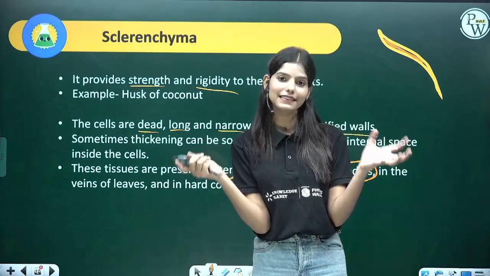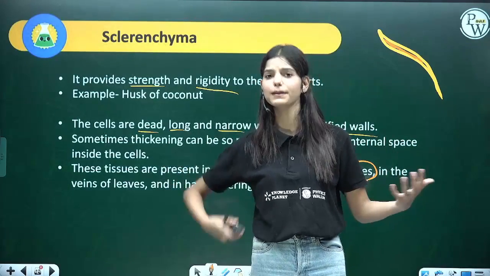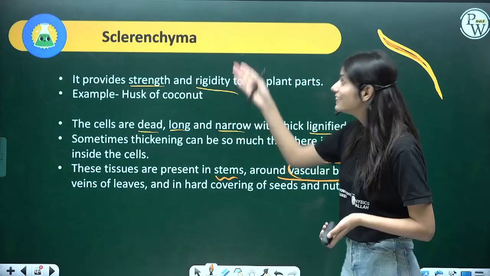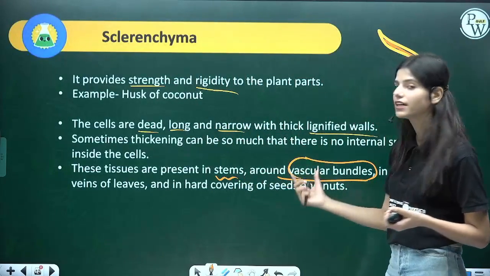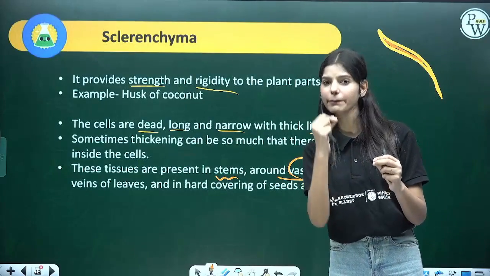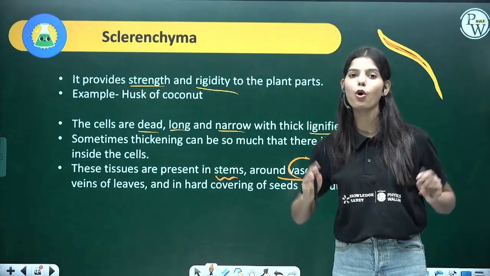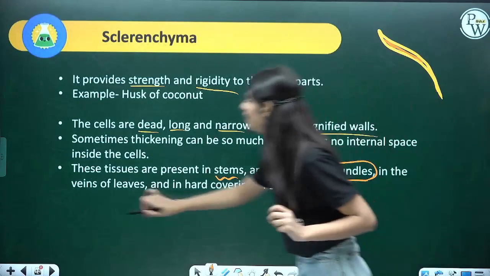And what exactly are these xylem and phloem doing? They are transporting material, be it food, minerals, or water. Here, the Sclerenchyma tissue is also present near and around the vascular bundle, so that the main organ system of the plants always has support. Also, guys, it is present in the veins of the leaves.